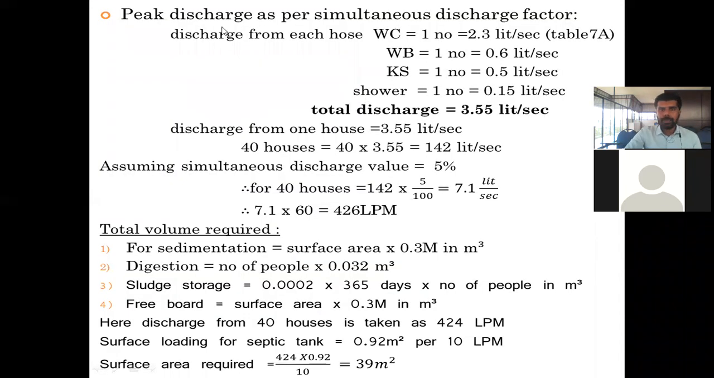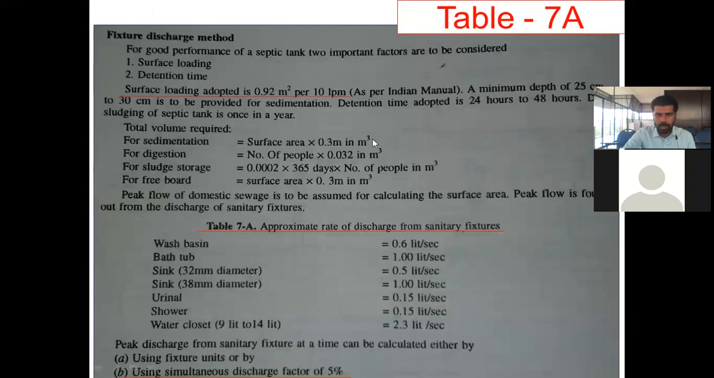Now, peak discharge as per the simultaneous discharge factor. The second method is followed by this method only. You need to know the surface loading adopted: 0.92 square meter per 10 liters per minute.